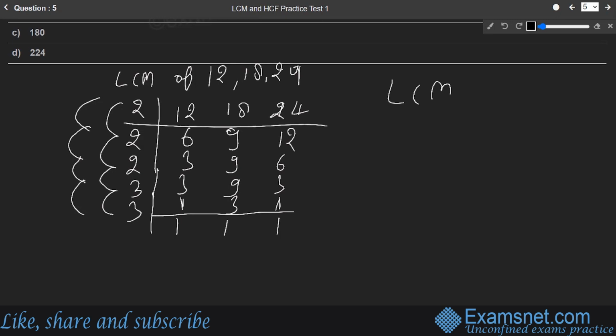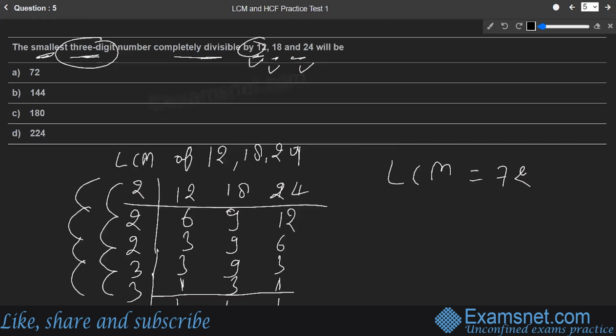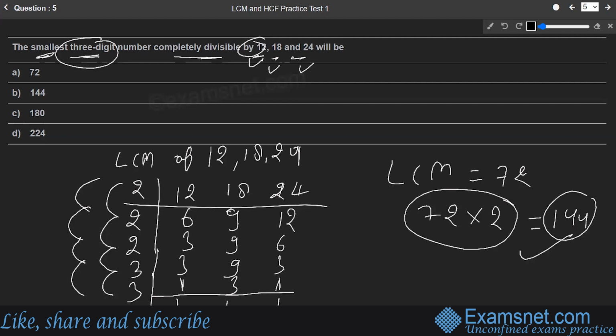So the LCM is 72, but he has asked for the smallest three digit number. 72 is a two digit number, so the next number in the series will be 72 into 2, that is twice. The table of 72 will keep on working, so we have to find the three digit number. 72 into 2 is 144, which is a three digit number. So 144 is our answer, which is the LCM of 12, 18 and 24 as well, and the smallest three digit number as well. So that is the answer, option number B, 144.